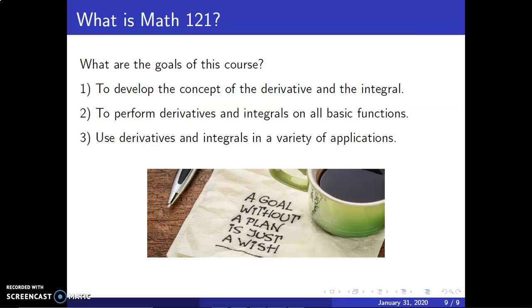Okay. Then I found this photo. I thought it was fitting. It says, "A goal without a plan is just a wish," kind of on a coffee napkin there. Well, we have these goals, so we need a plan. Luckily we've got a plan, right? We've got a calendar, how we're going to follow, and homework and all that stuff.